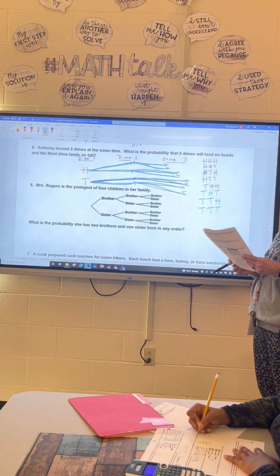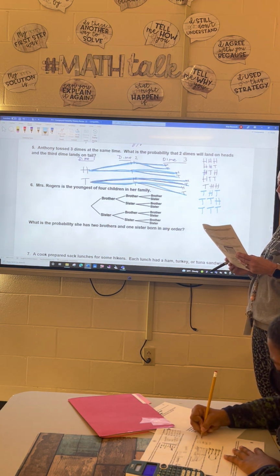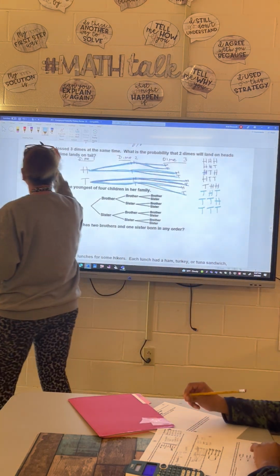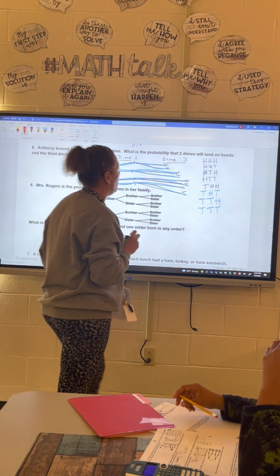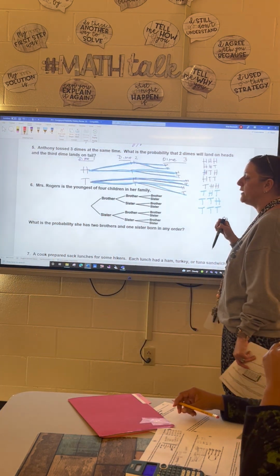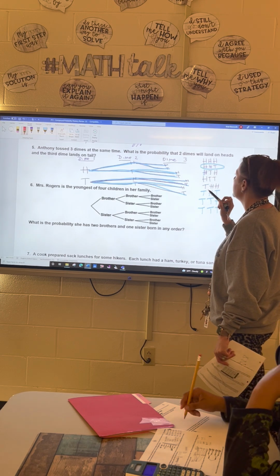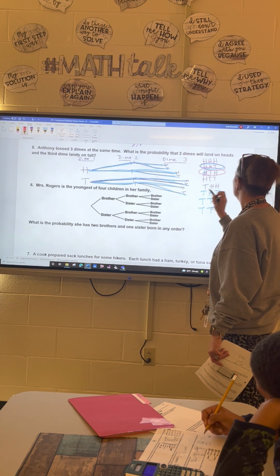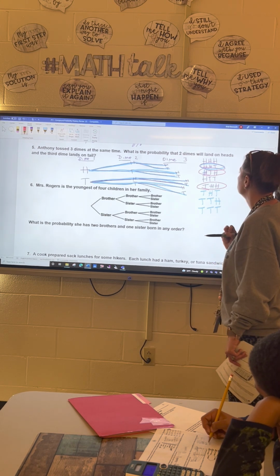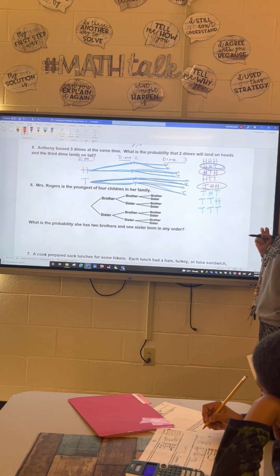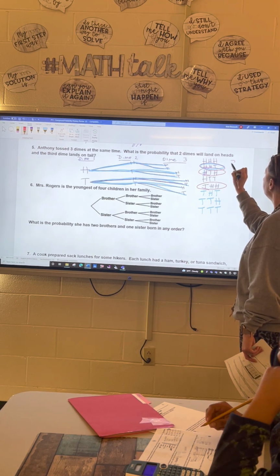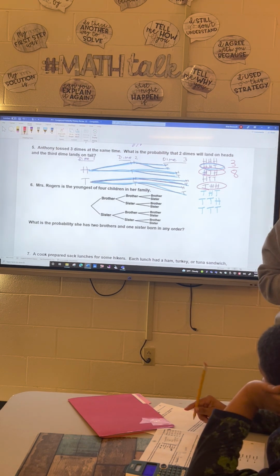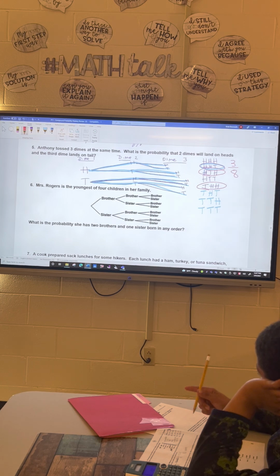Now the question wants to know, what is the probability that 2 dimes will land on heads and the third will land on tails? Well, I need to know where I see 2 heads and 1 tail. I have 2 heads and 1 tail there, 2 heads and 1 tail there, 2 heads and 1 tail there. Right? So the probability is 3 out of 8 that I will get 2 heads and 1 tail when I toss the coins.